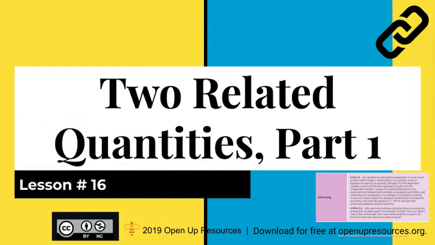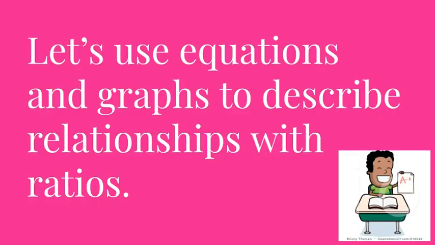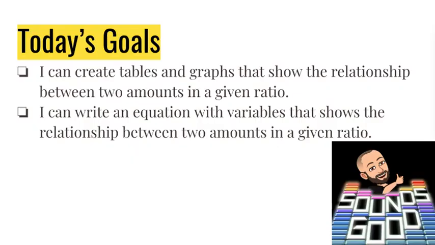Two related quantities, part one. That was awful dramatic. Let's see, we're going to use equations and graphs to describe relationships with ratios. So, our ICANs are: I can create tables and graphs that show the relationship between two amounts in a given ratio, and I can write an equation with variables that shows a relationship between two amounts in a given ratio. So make sure you have today's date, your ICANs, and page number ready to move on.